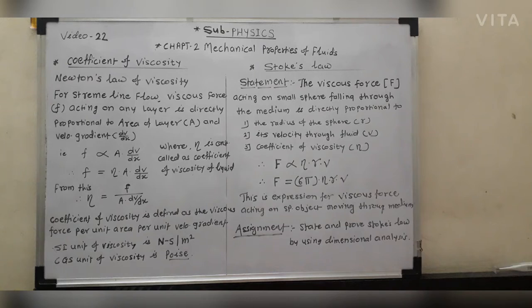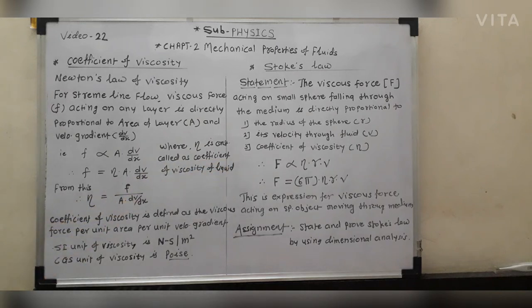Then we can mathematically write here F, the viscous force, is directly proportional to the area of the layer A, and second, the velocity gradient dv by dx. Therefore, F is directly proportional to A into dv by dx. Then remove the proportionality sign and take F is equal to the proportionality constant eta A into dv by dx, where eta is a constant which is known as the coefficient of viscosity.